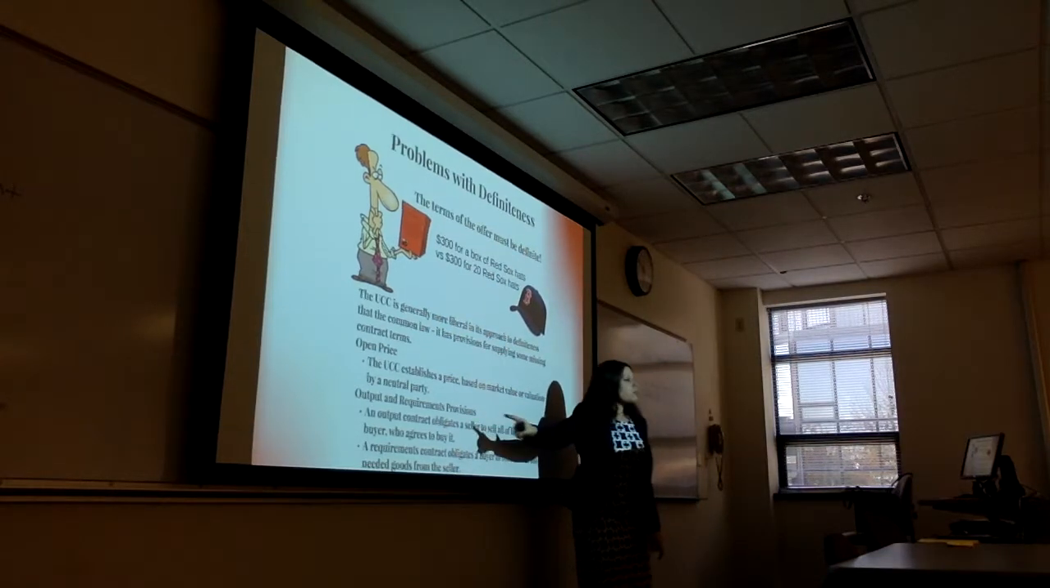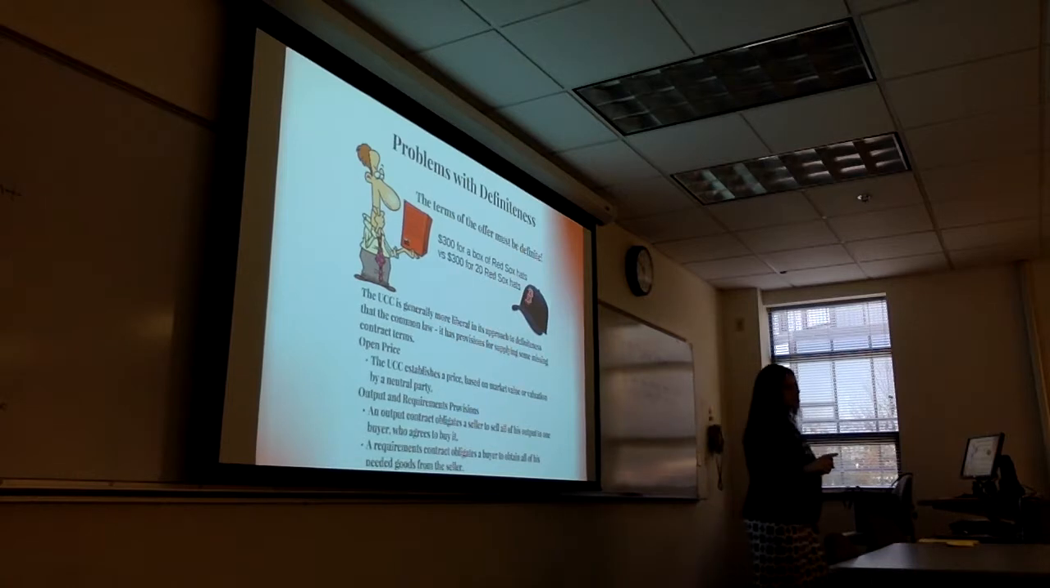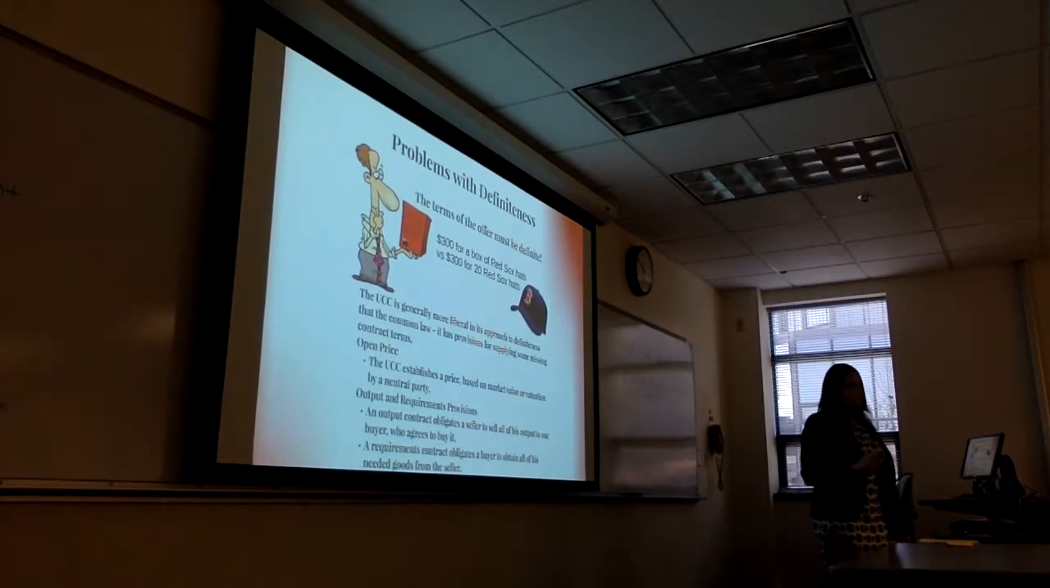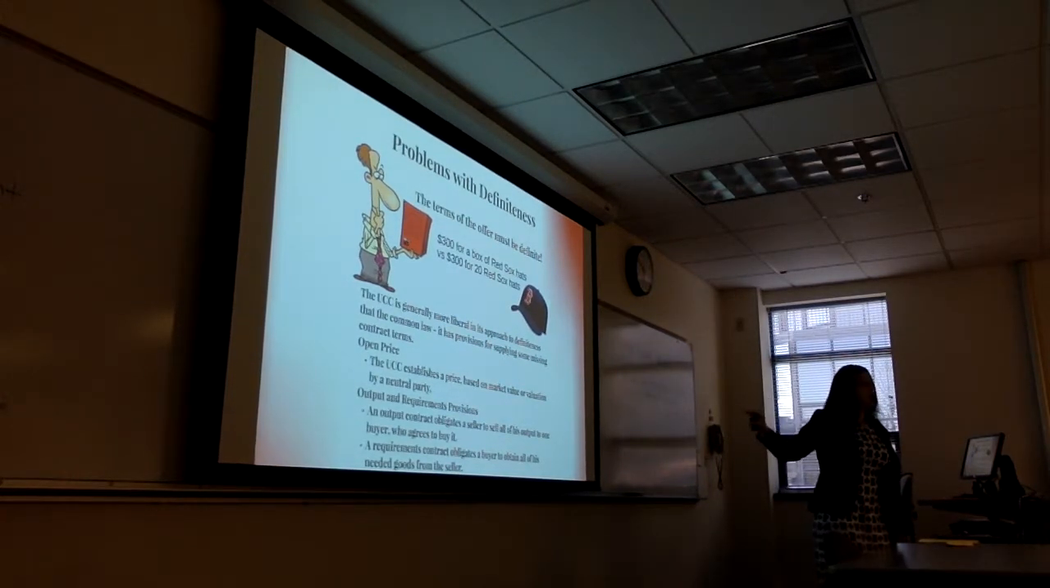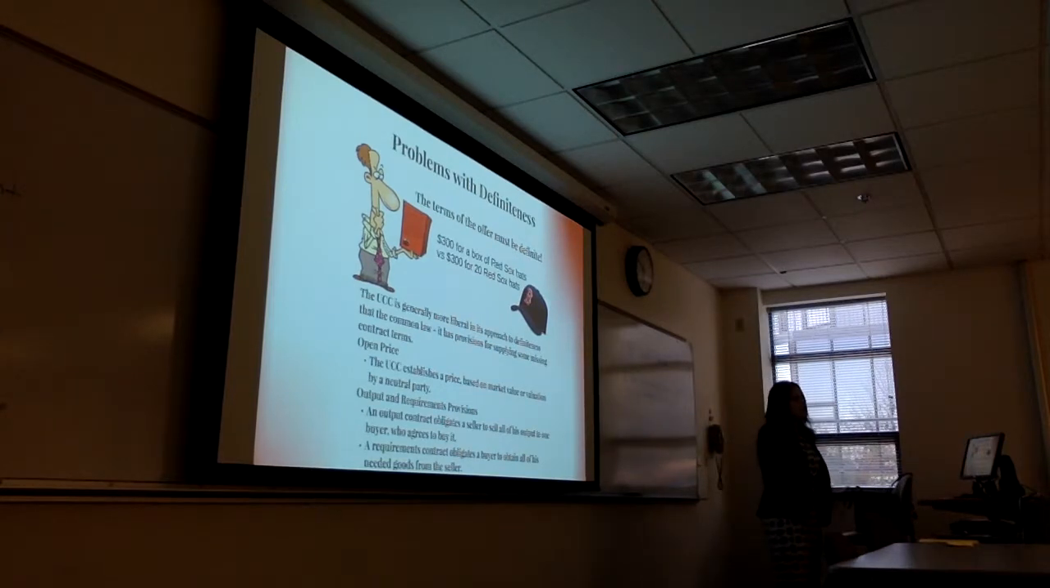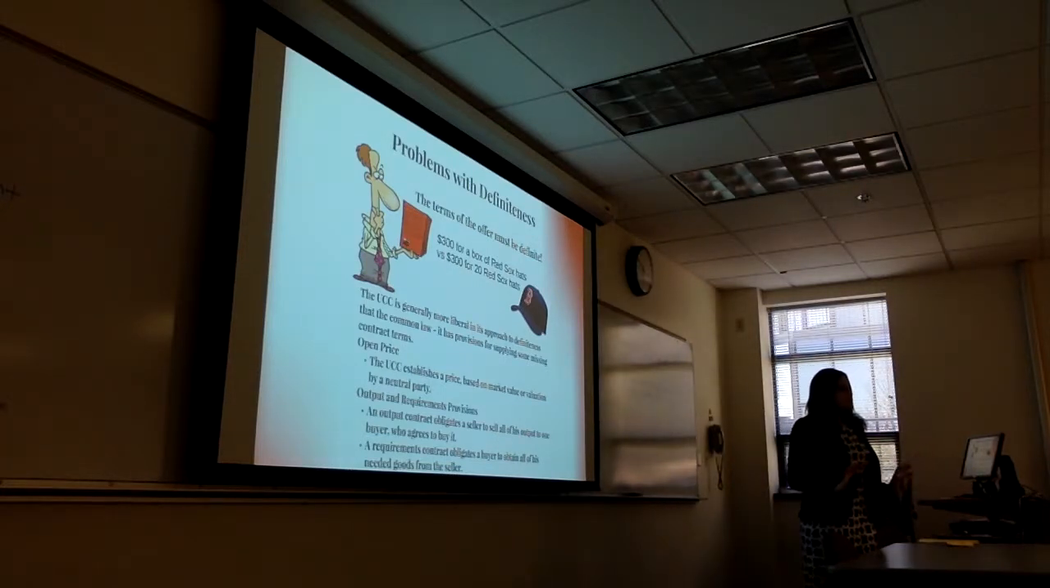The other piece of that are what we call output and requirement provisions. I know that sounds really fancy. Here's what it is. An output contract obligates a seller to sell all of their output. So for instance, I own a farm. What should I sell on my farm? Corn. That came up last class too. I'm going to sell corn, right?